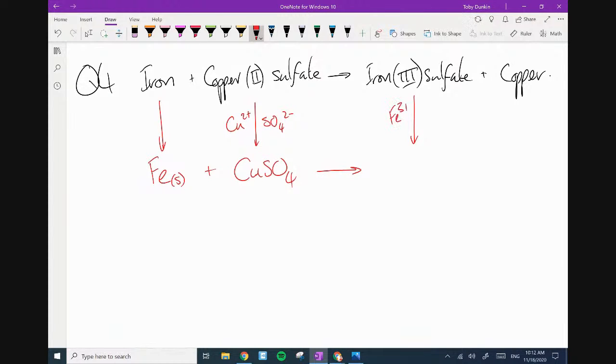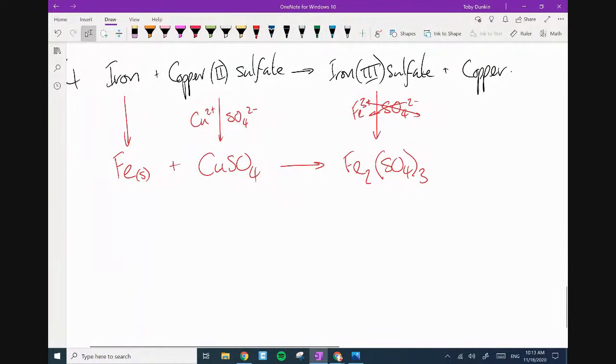I've got Fe3+ and SO4 2-. Oh, cross them down. Yeah. Common denominator is 6, so I need 2 Fe3+ to give me plus 6, and then 3 sulfates to give me 6 minus. That's the concept of charge in that regard. So I'm going to form Fe2(SO4)3. That's much harder. And copper metal. The copper sulfate, of course, is going to be a solution. The iron 3 sulfate is also going to be a solution, and the copper is a solid.